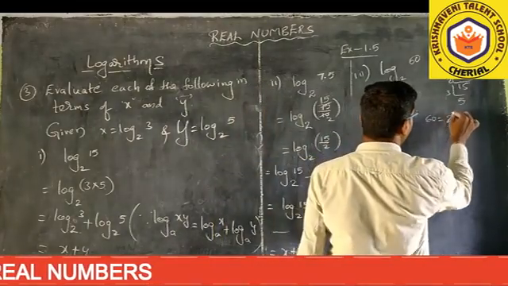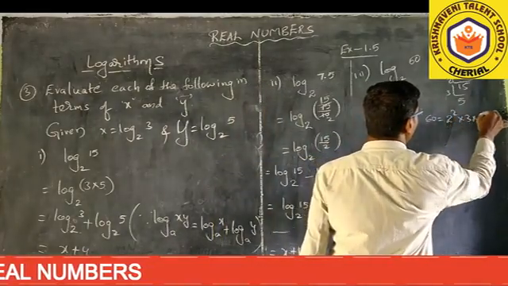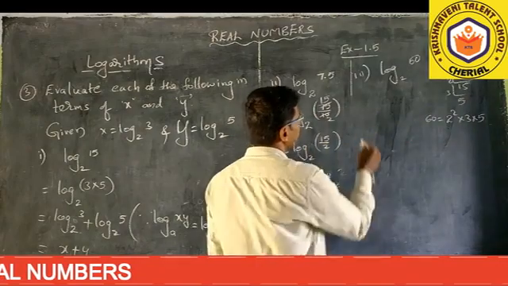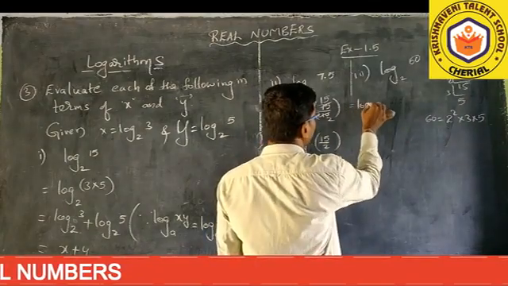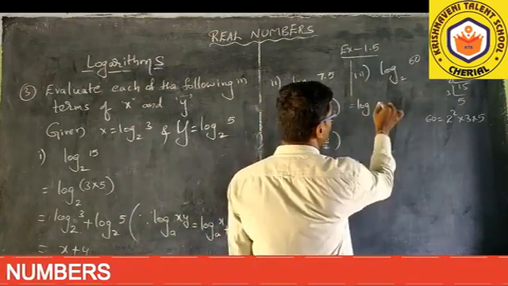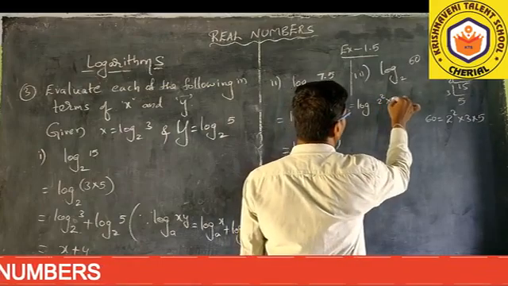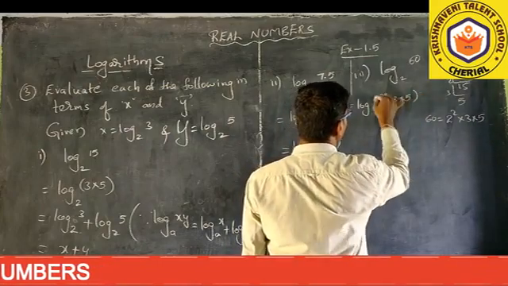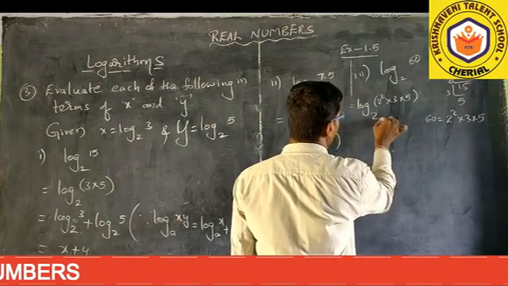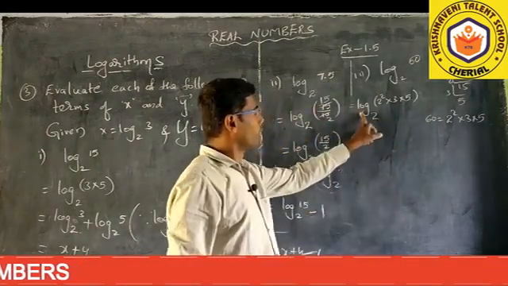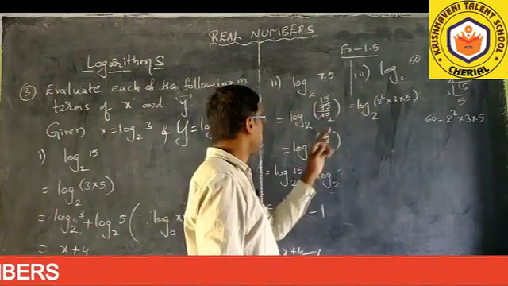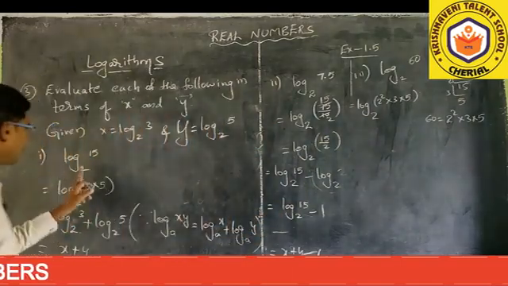How can we write 60? We can write it as 2 squared into 3 into 5. So log 60 to the base 2 can be written as log of 2 squared into 3 into 5 to the base 2. Now here, how many terms are there in the product? Only 3 are there.